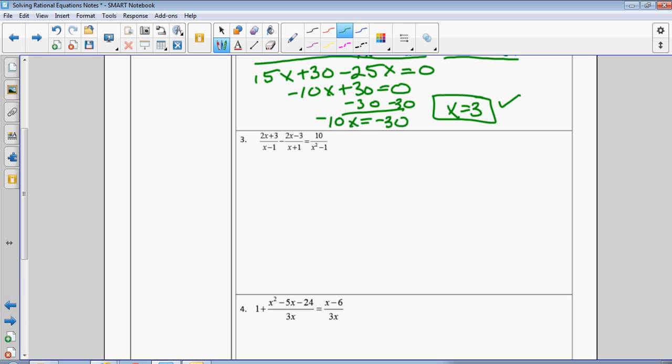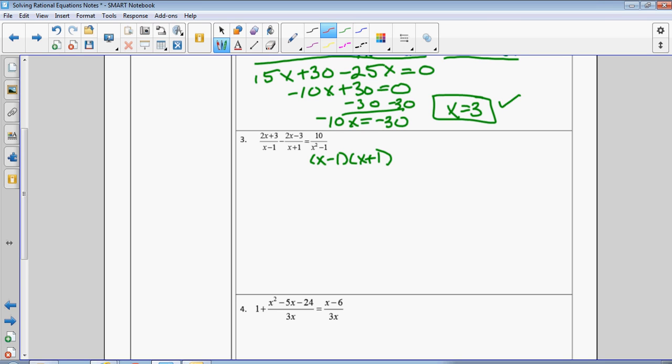In example 3, x minus 1 is prime and x plus 1 is prime, but we can factor x squared minus 1. So x squared minus 1 is the difference of squares. We get x minus 1 times x plus 1. So you can see the first fraction has x minus 1, the second fraction has x plus 1, and the third fraction has both of these. So our least common multiple is going to be x minus 1 times x plus 1.